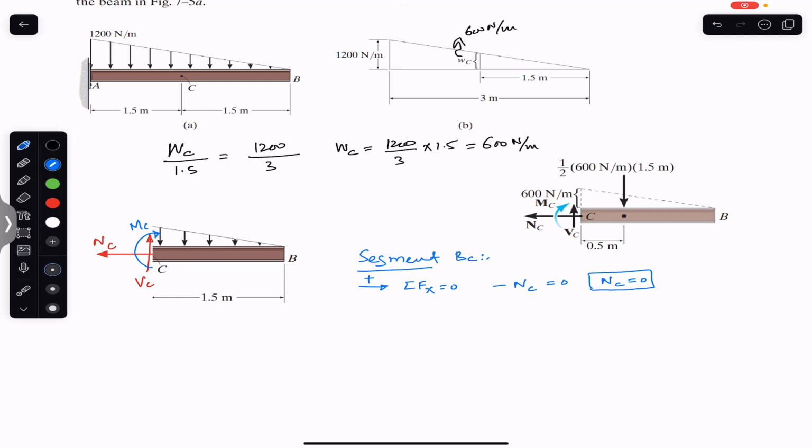But before applying the equilibrium condition, we have to replace this distributed load by its resultant concentrated load. The resultant of this distributed load must act at the geometric center of this triangular shape. The geometric center of this triangle is at a distance of 1/3 of the base from this end, and 2/3 of the base from the other end.